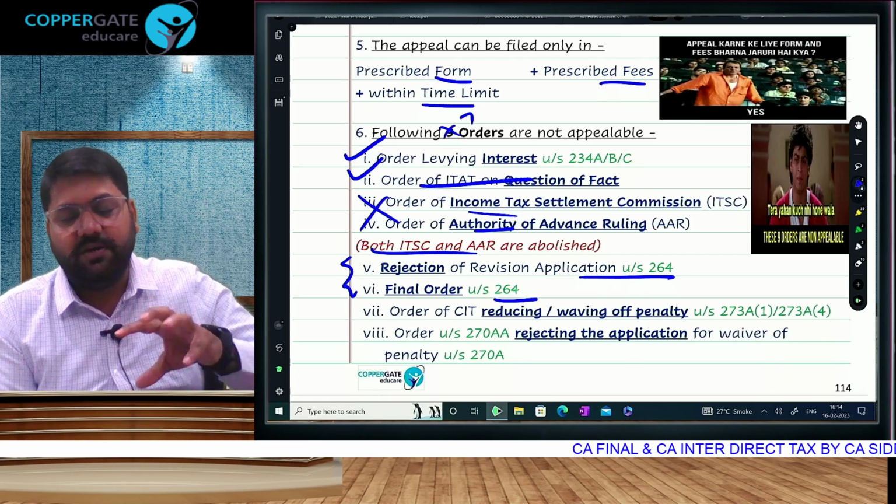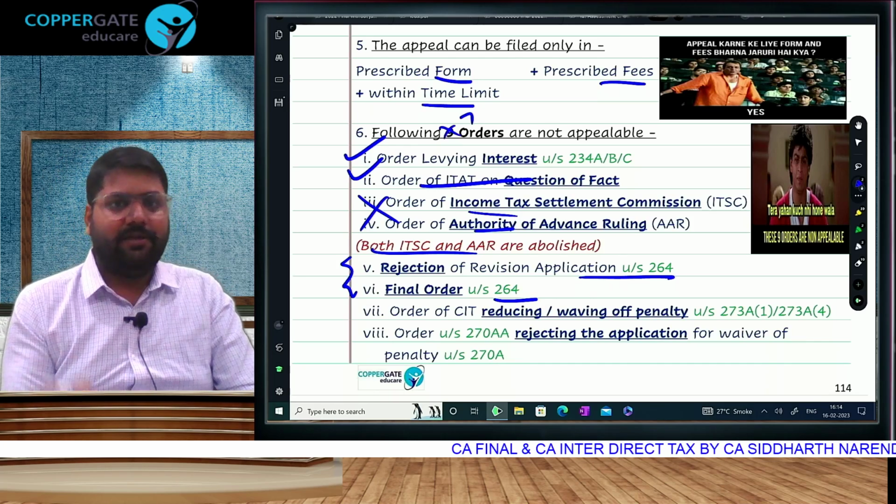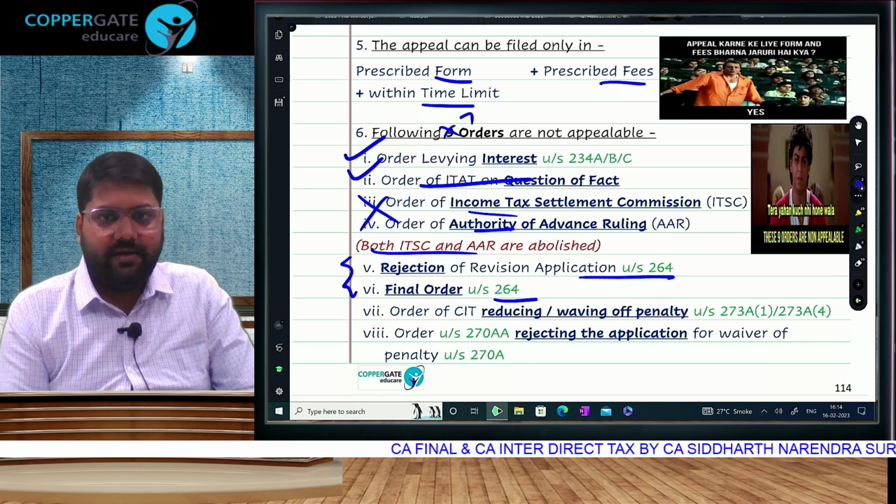And who will do it? CIT will do it. So obviously, where will be the appeal? ITAT. But 264 is not appealable. Not the rejection and not even the final order.